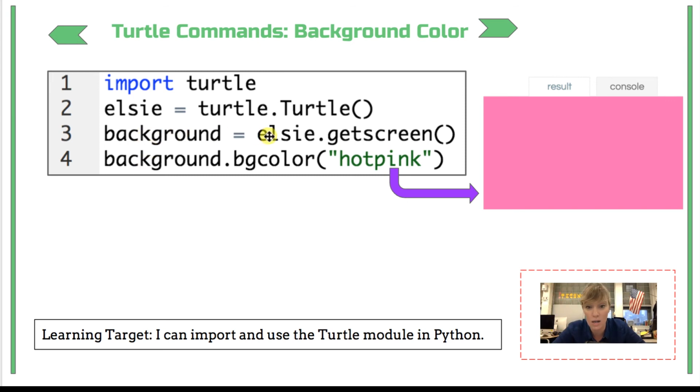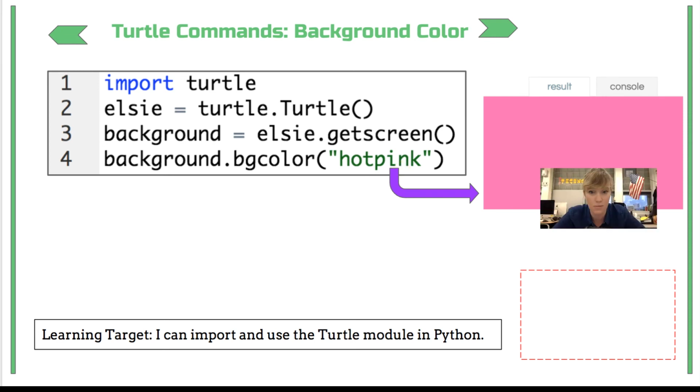Now, once you've gotten the screen and named it, you can refer to the name and you can use methods on that name. Background color can't be used on the turtle, but it can be used on the screen that I just got. So I say background.bgcolor, and I put in a color name that's recognized by the browser.